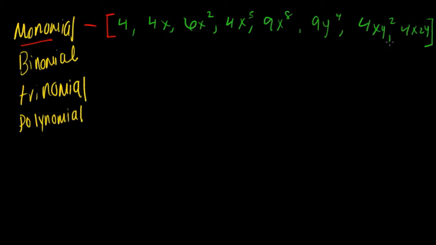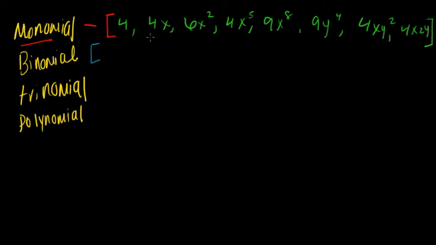Now the reason we say this is one term is because it's not separated by anything but multiplication. There's no division, there's no addition or subtraction. There's only multiplication. It's one entire term. Next we'll talk about what a binomial is.